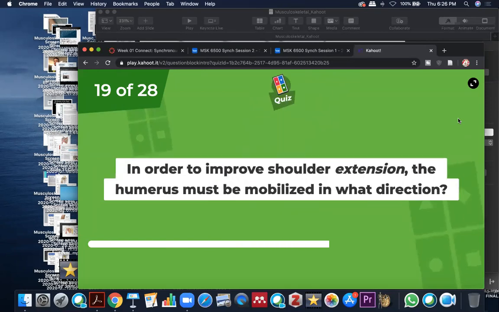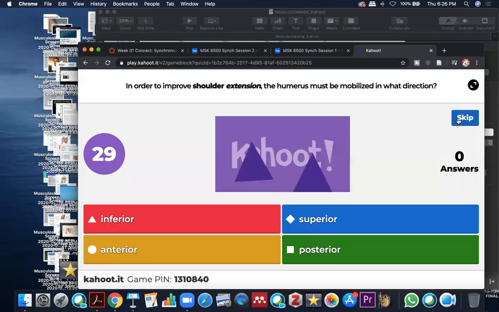Just one answer again. In order to improve shoulder extension, the humerus must be mobilized in what direction?